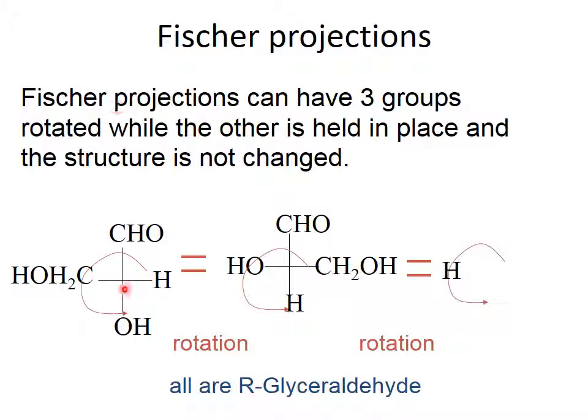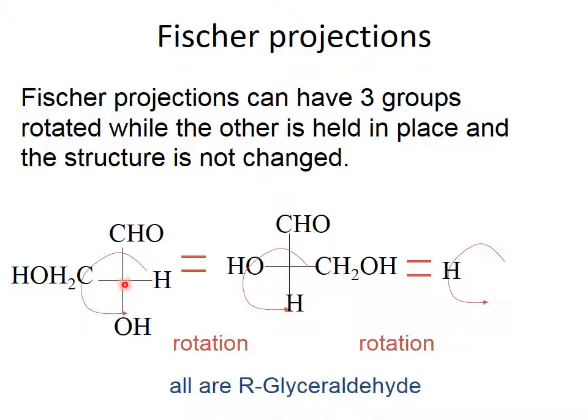Fischer projections can have 3 groups rotated while the other is held in place, and you don't change the chirality or the specific rotation. So if I hold this group in place and rotate these 3 groups, the hydrogen goes 1, 2. The hydroxyl group goes 1, 2. And the methyl hydroxyl group goes 1, 2. I get this compound, which is the same thing.